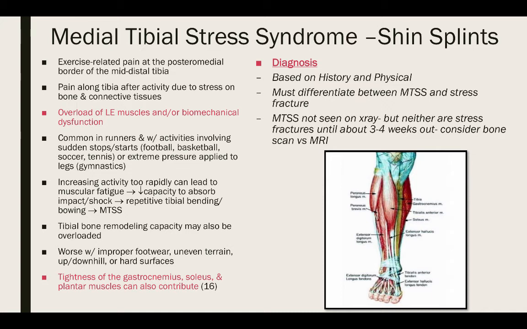It can also be due to tightness of gastrocnemius, soleus, and plantar muscles can contribute to this. So you've got to think about agonists and antagonists and tightness of the whole lower extremity. Diagnosis is based on history, so you really need to think about medial tibial stress syndrome versus stress fracture. Neither of them are seen on x-ray. So you need to think about that, and then you need to think about, do they need a bone scan or an MRI if you really think that they have a stress fracture.